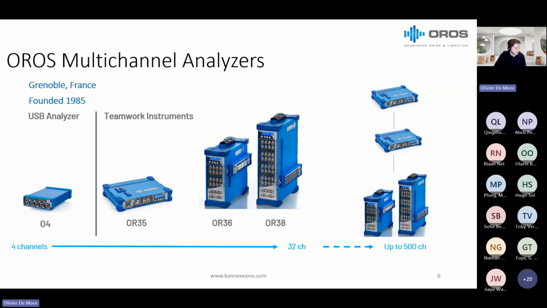So we also distribute OROS. OROS is a French company located in Grenoble, and they're already existing for 40 years. They are specialized in the production of high-end data acquisition systems for noise and vibration analysis. And there are two different product lines. We have the standard Teamwork platform, and we have the 04, which is a USB analyzer. So both power and data go through USB connection, while the Teamwork platform systems are standalone. They have internal calculation power, and they can be cascaded up to 500 channels for applications where a lot of sensors are required.